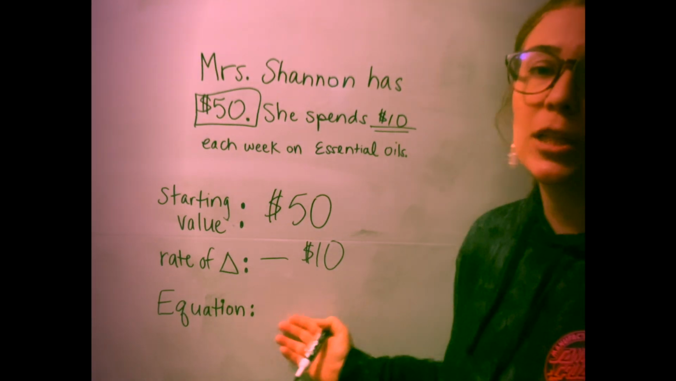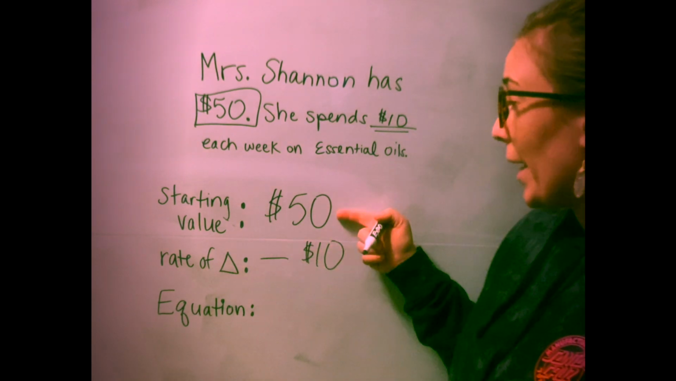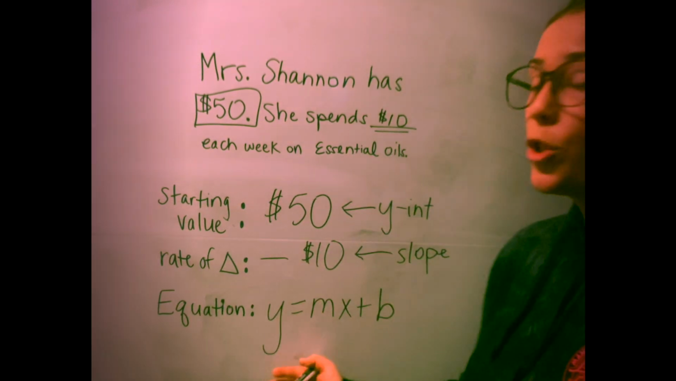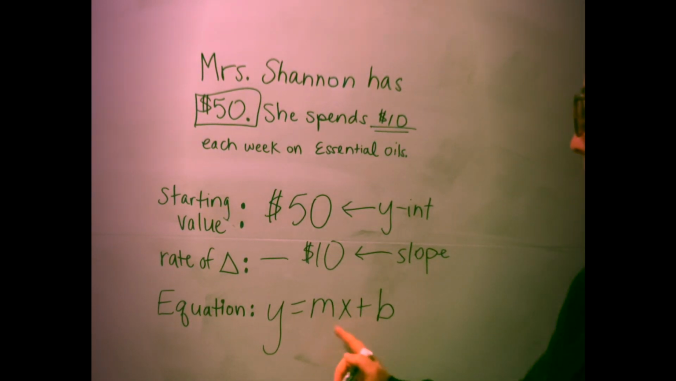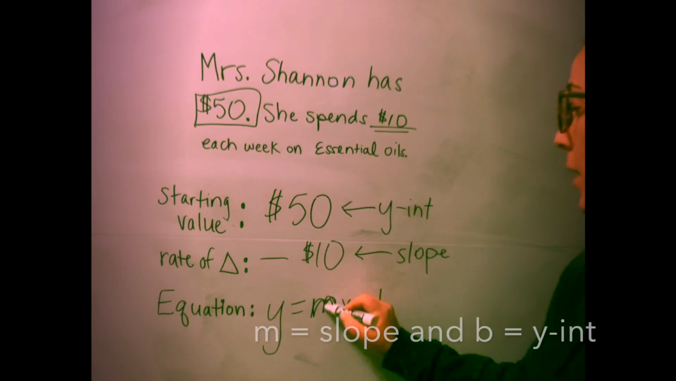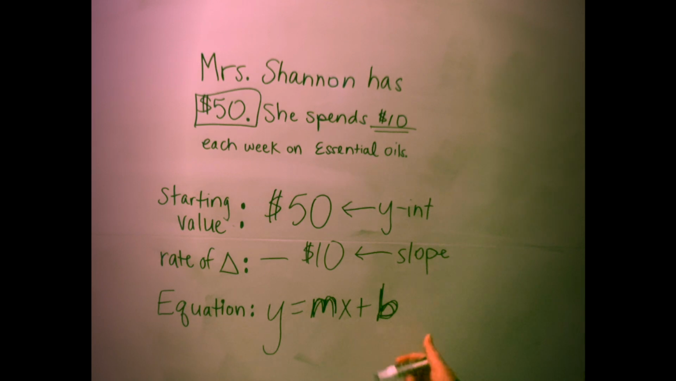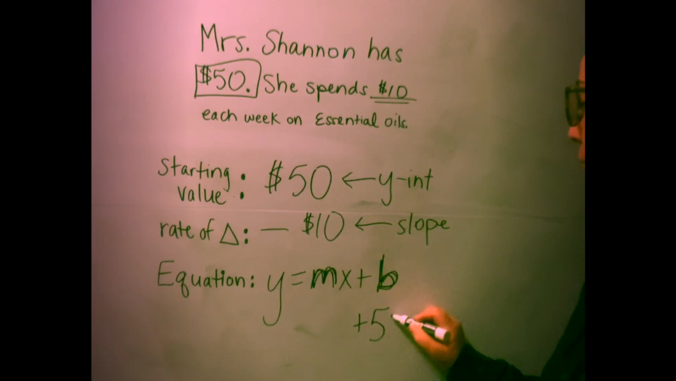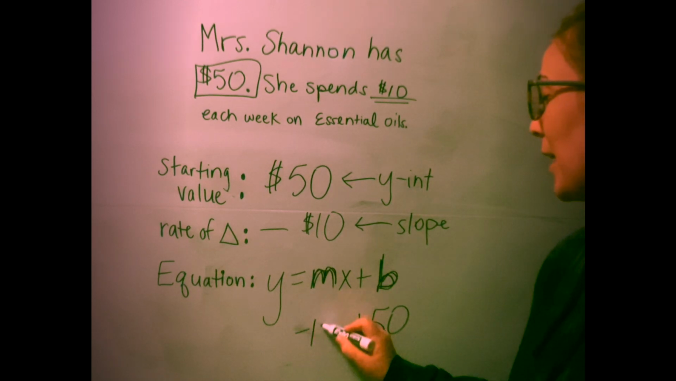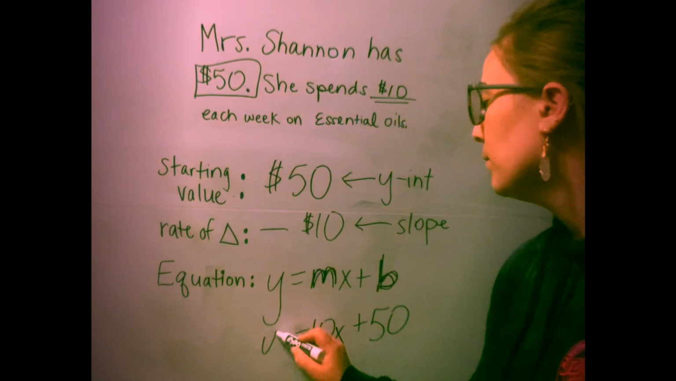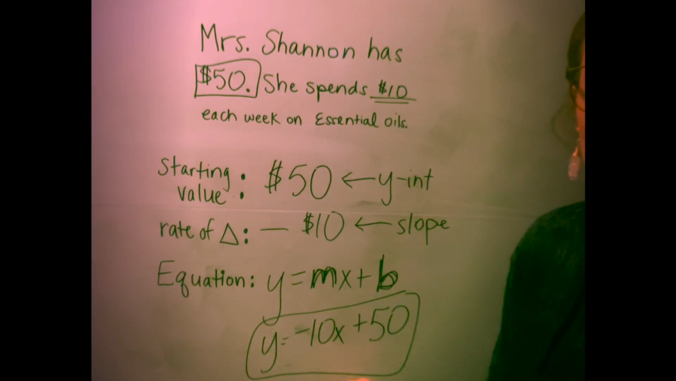So if we had to write an equation based on these two values, think of it as your y-intercept and your slope. So you already know your equations when you graph a line are in the form y equals mx plus b, where m is your slope and b is your y-intercept. Just plug those numbers in. B is your 50, that's your starting value, that's the y-intercept, and then your slope is negative 10. Our equation of the line is y equals negative 10x plus 50.